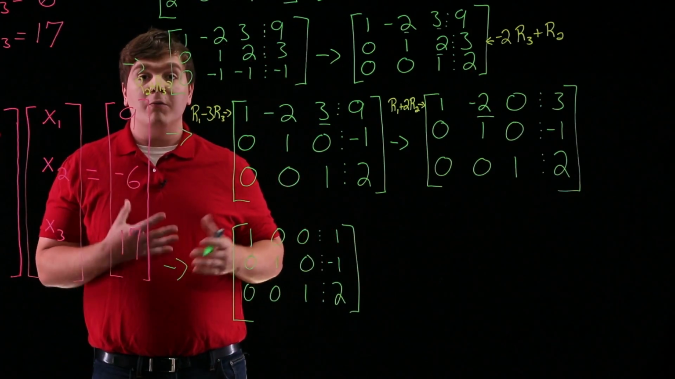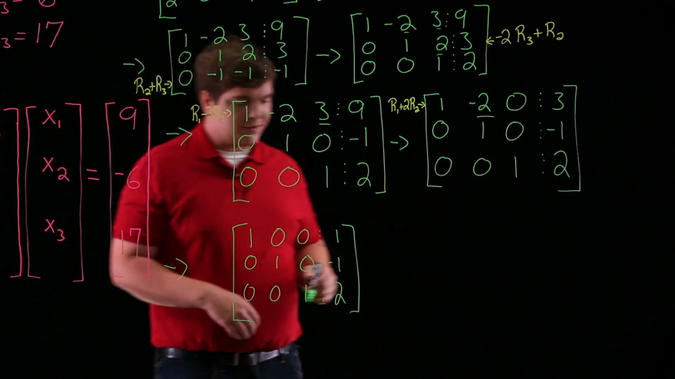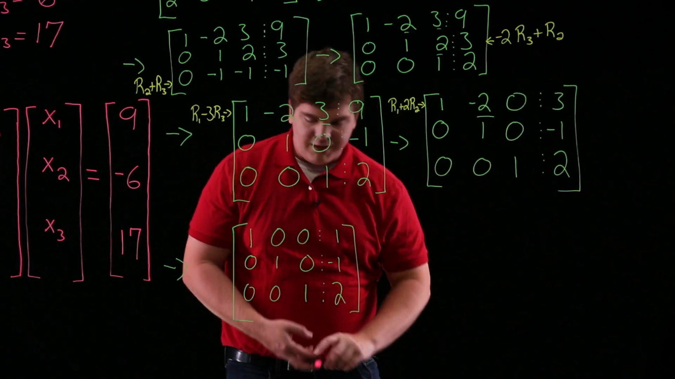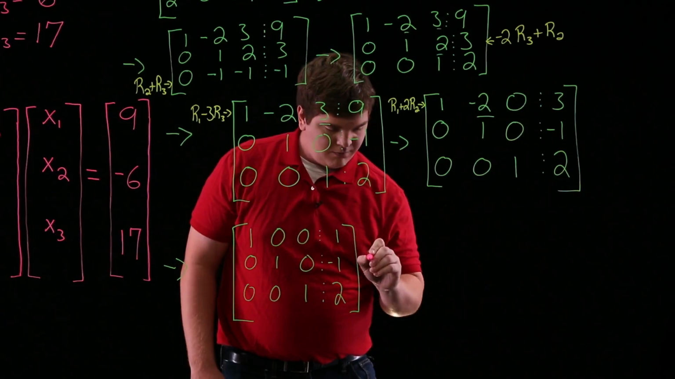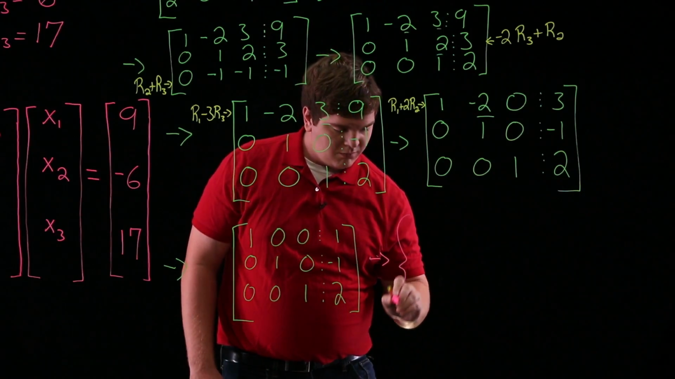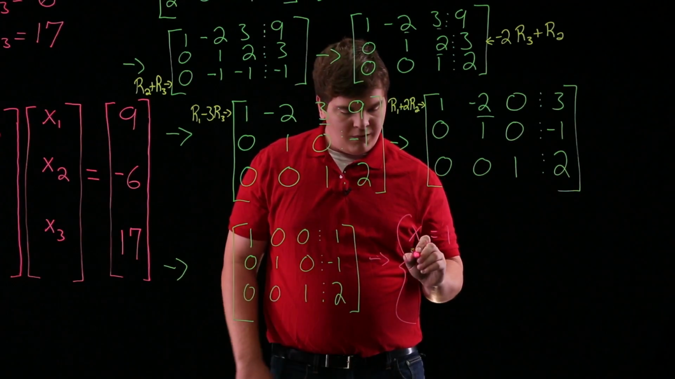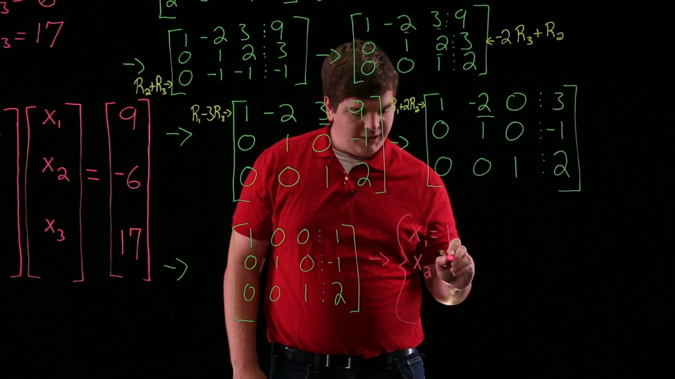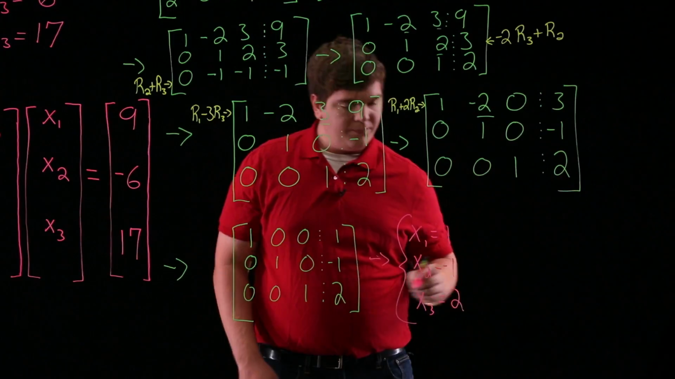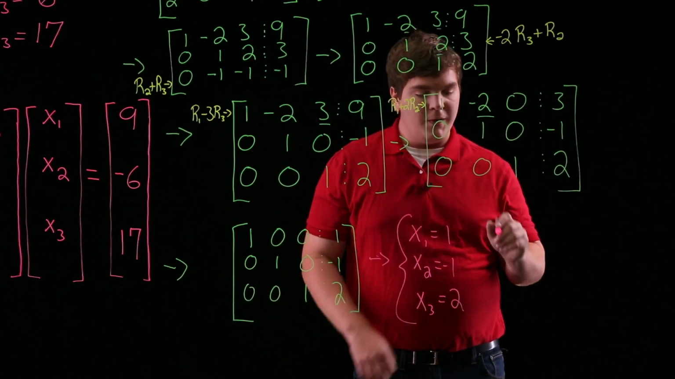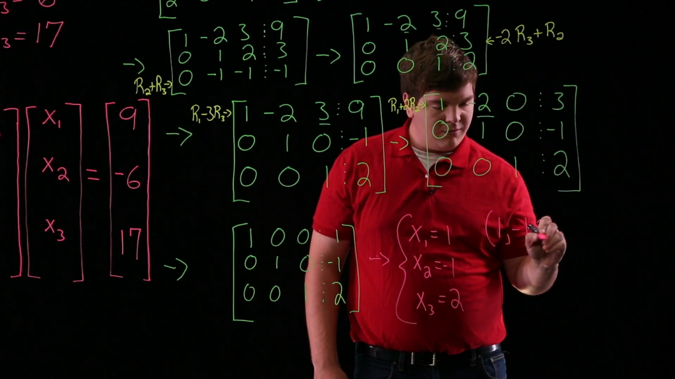Now right here, we're in reduced row echelon form, so we can go ahead and convert this back into a system of equations. So we can rewrite this matrix here as the system of equations x1 equals 1, x2 equals negative 1, and x3 equals 2. So the solution to the system of equations is 1, negative 1, 2.